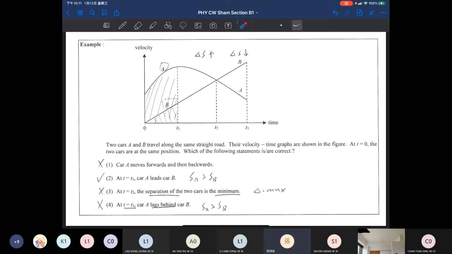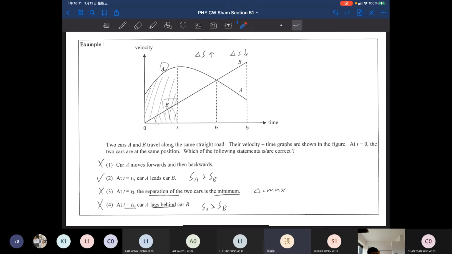Did it change the direction of velocity? No. Therefore, this is wrong. If it is moving forward and then backwards, it has to change the direction of the velocity first. It is only changing the magnitude. Okay, this question still wants to check whether you confuse it with a displacement-time graph.